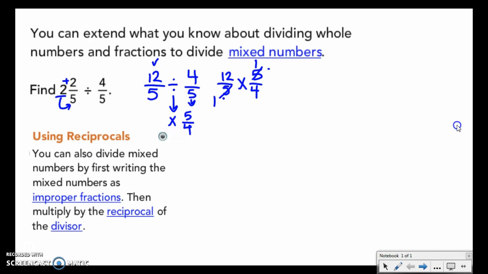And 12 and 4 have a common factor of 4. 4 divided by 4 is 1. 12 divided by 4 is 3. So now you have fractions that say 3 times 1, and then 1 times 1. Well, 3 times 1 will give us 3, and 1 times 1 is 1. And we know that when we see a whole number over a 1, it's the same thing as saying just that whole number. So our answer is going to be 3. Alright?